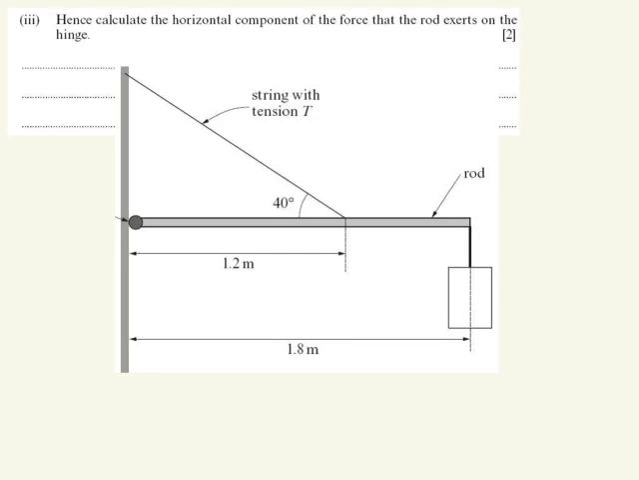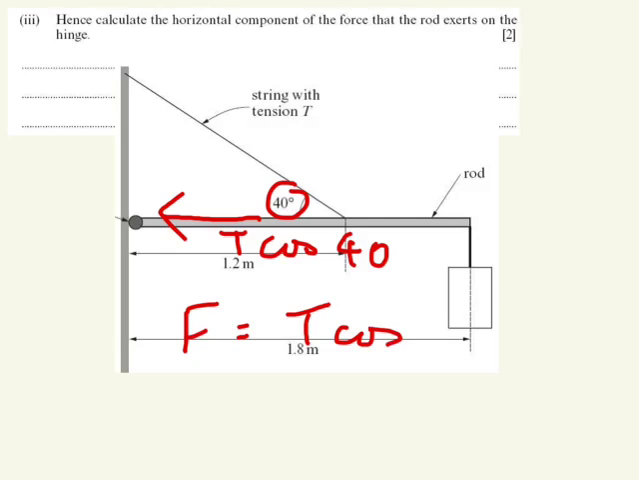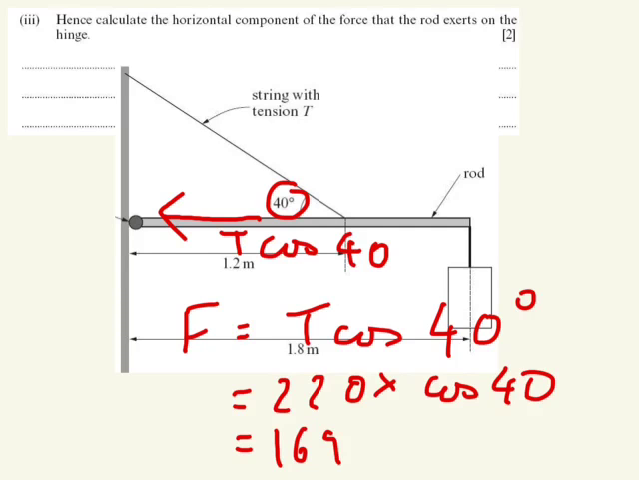The final part of the question asks us to calculate the horizontal component of the force that the rod exerts on the hinge. So here, it's the 40 degrees we're interested in, and it's the force acting in that direction there. So that is going to be T cos 40 degrees. Notice that although we're using cos again, we've got the cos of 40, not the cos of 50. So we're going to say that F equals T cos 40 degrees, equals 220 times cos 40, equals 169 newtons.